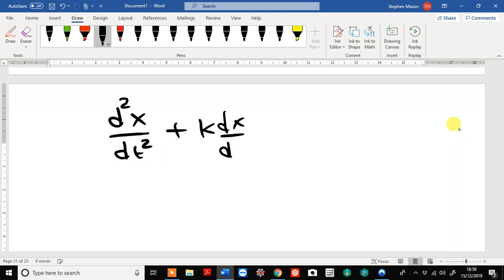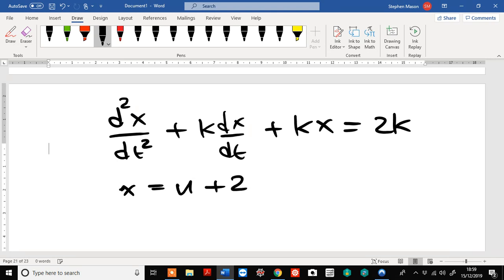dx by dt plus kx equal to 2k. So we had an equation like that, and we solved this by substituting x equals u plus 2.